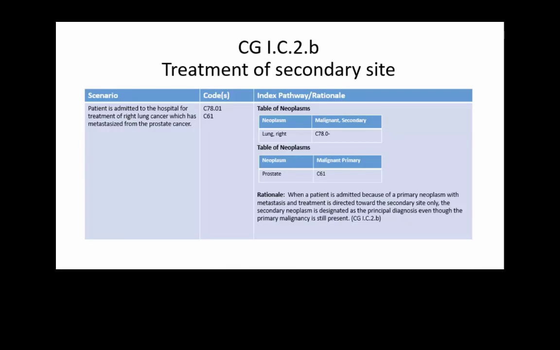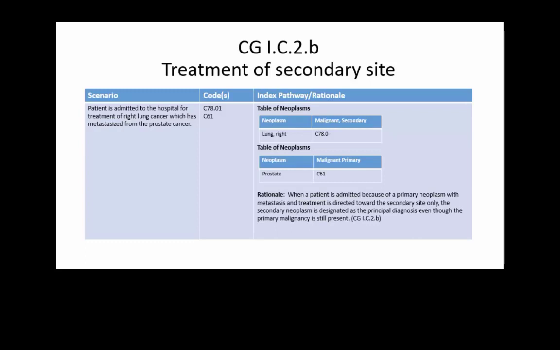The next guideline has to do with treatment of a secondary site. This is when the cancer has metastasized or moved to another site. In this scenario, the patient's admitted to the hospital for treatment of right lung cancer, which has metastasized from the prostate. So the prostate was your primary cancer, and the right lung is the malignant secondary.